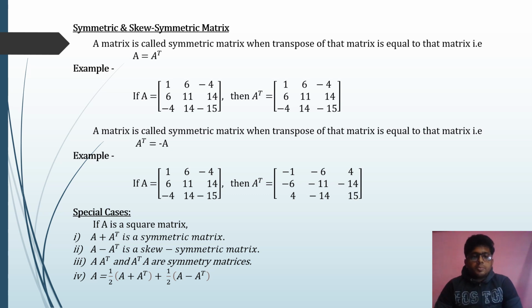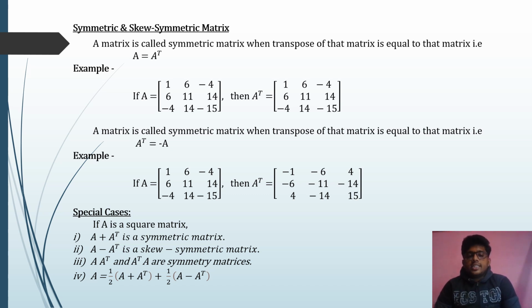So here are some special cases. If we add the original matrix and the transpose of the matrix, the sum is symmetric. And if we subtract the transpose of the matrix from the original matrix, it is a skew symmetric matrix. And the multiplication of A and A transpose, and A transpose and A, are symmetric matrices.